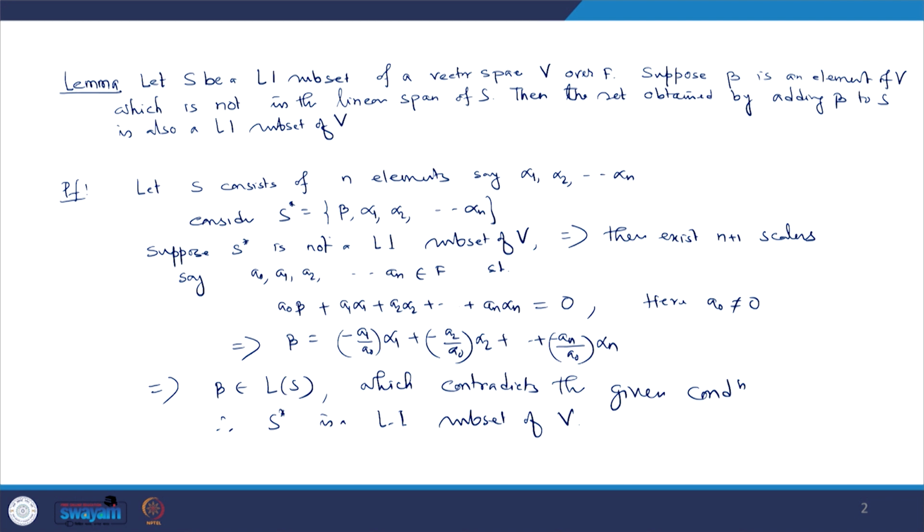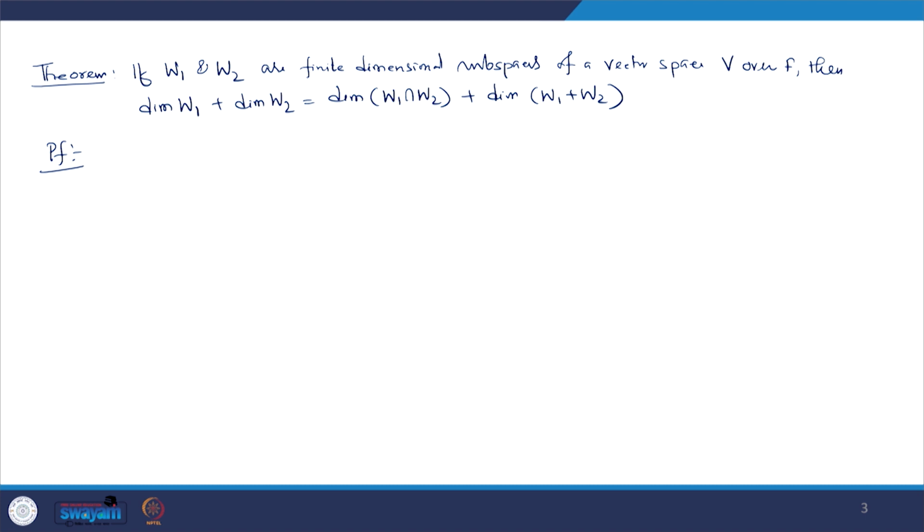Now, let me consider another interesting subspace that comes as a part of the sum of subspaces which we introduced in the last classes. It is like this: if W1 and W2 are finite dimensional subspaces of a vector space V over F, then dimension of W1 plus dimension of W2 equals dimension of W1 intersection W2 plus dimension of W1 plus W2. Before proving this result, let me quickly give a geometrical picture so that one can have an idea how to proceed to prove it.